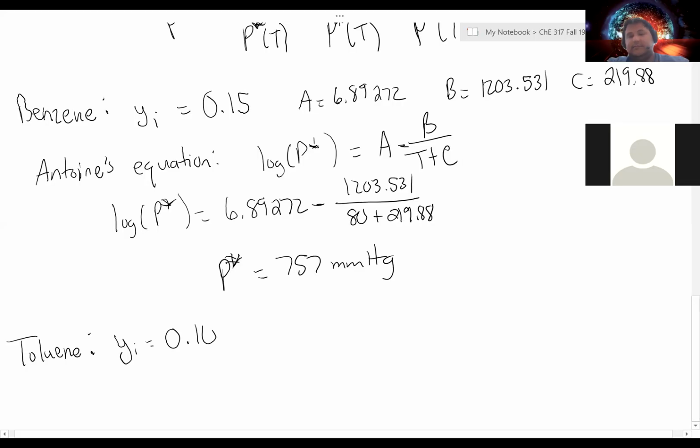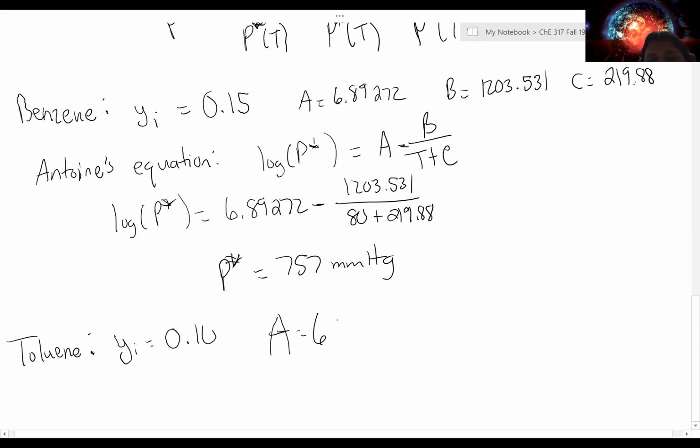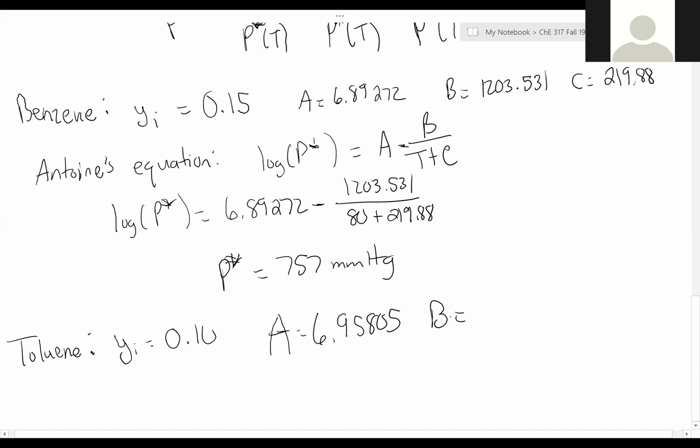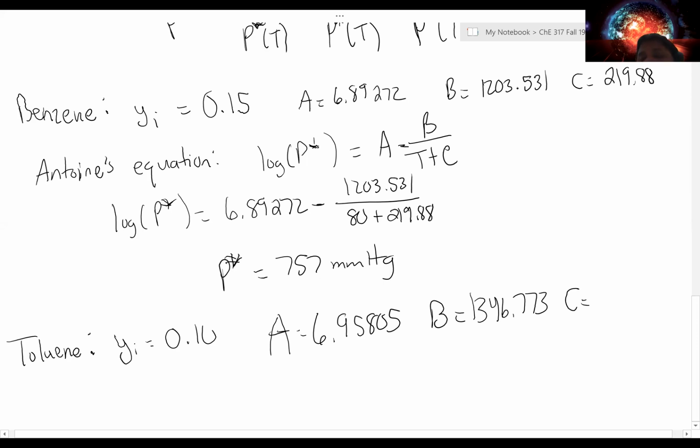All right, so let me go back to the example we were working on. So A, I have 6.95805. B is 1346.773. And C is 219.693.